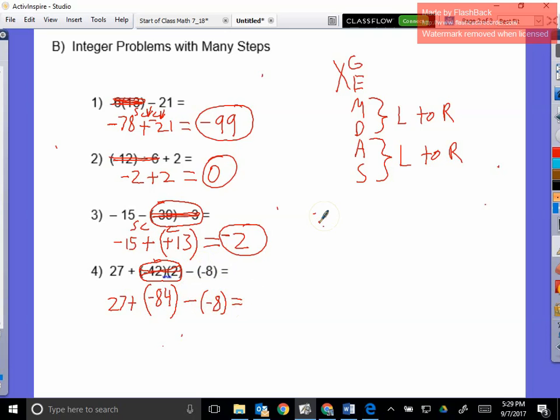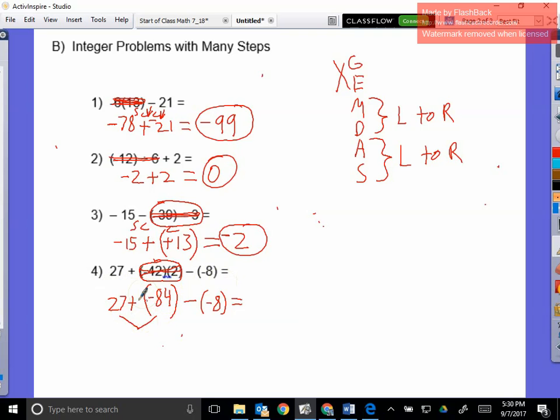All right, so now we still have a couple steps left to do. So we're going to take care of our adding and subtracting, and we're going to move from the left of the problem to the right of the problem. So I'm going to start right here, and I'm going to take care of everything, and I'm going to move this direction all the way to the end of the problem. Okay, so the first thing I'm going to take care of is these two guys right here.